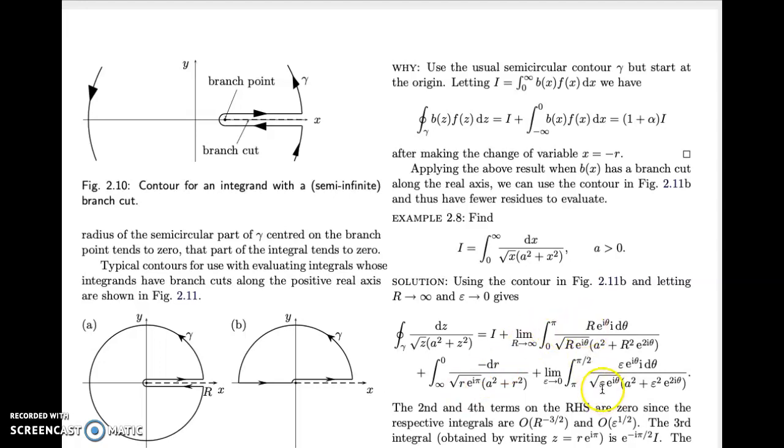Okay, so this integral and this integral go to 0. We can show that easily as r goes to infinity. You've got r divided by r squared, so you've got 1 over r, and you've got another root r here, so it's order r to the minus 3/2, that goes to 0, no problem. And this thing here, as epsilon goes to 0, well, you can forget this. You've just got epsilon divided by root epsilon, so that goes like root epsilon. That also goes to 0.